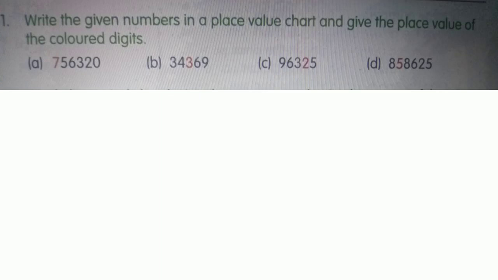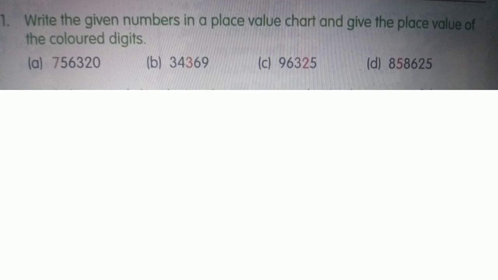It means that what you have to do, you have to make a place value chart for the given number and have to put the digits into the correct place. So let's start with the first question. The first question is 756320. So it can be read as 7,56,320. Now you have to write the digits correctly into the place value chart. Moreover, the color digit here is 7. So you have to determine the place value of this digit.